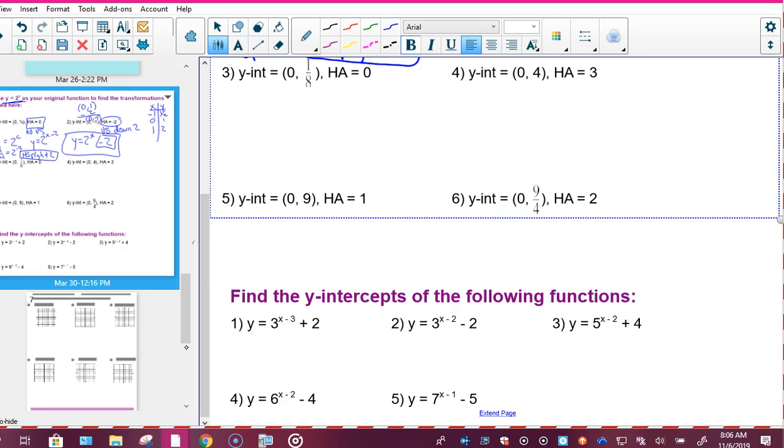We're going to do the one with the fraction. Don't let the fraction mess you up too much. It's going to be the same process for this. Here we have a vertical shift, obviously because we have this.